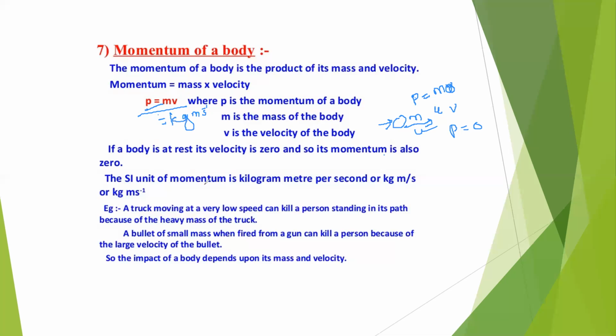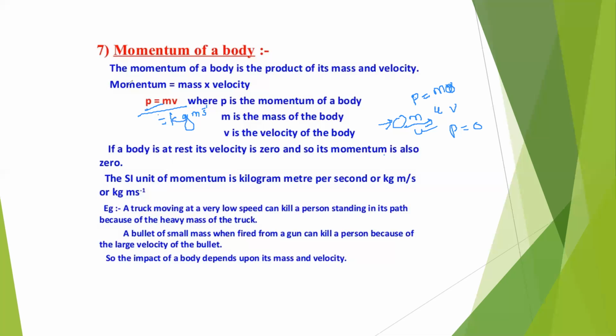If a truck is moving at very low speed, it can kill a person standing in its path because of the heavy mass of the truck, right? So why does this accident happen? Even though the truck is at very low speed, due to its heavy mass, the person will die. This is also because of momentum. You can see that in the given expression.